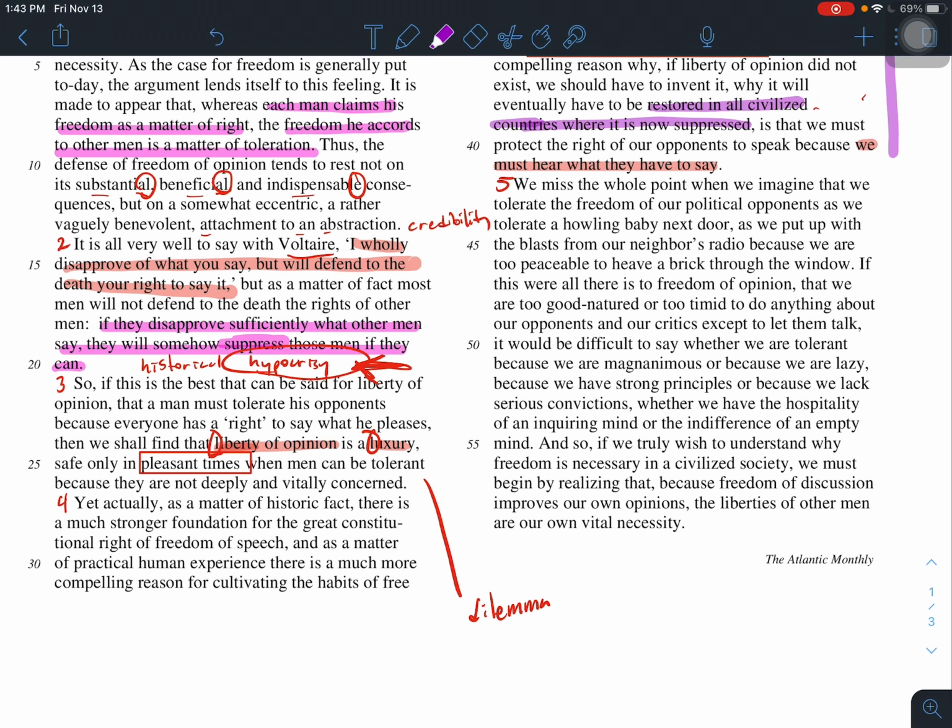And so, if we truly wish to understand why freedom is necessary in a civilized society, we must begin by realizing that because freedom of discussion improves our own opinions, the liberties of other men are our own vital necessity.